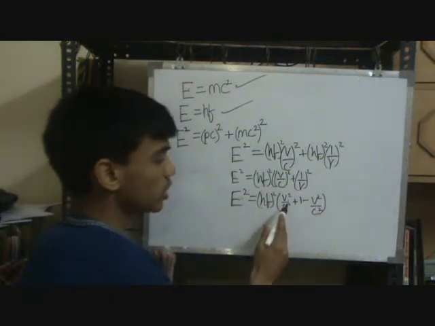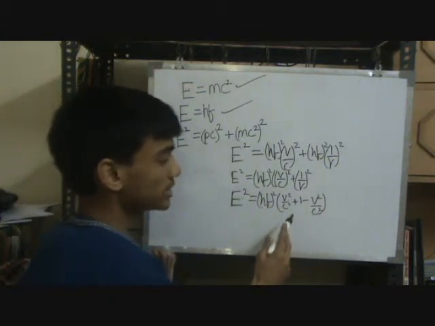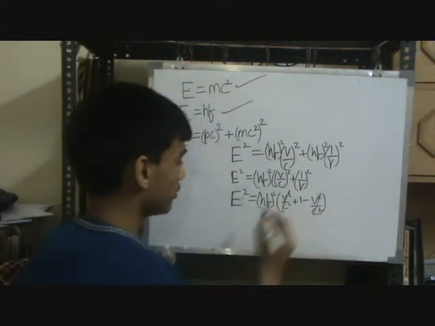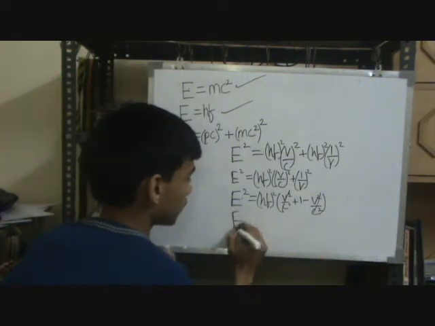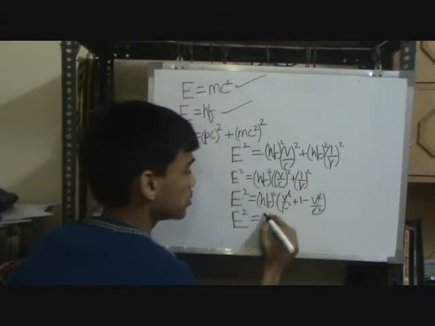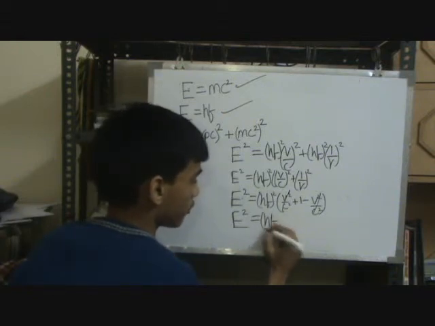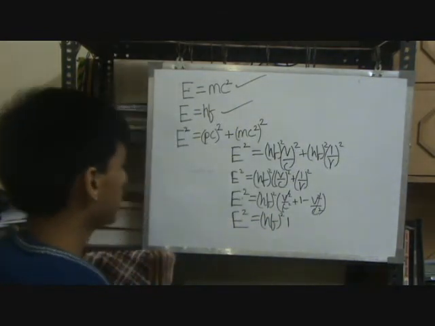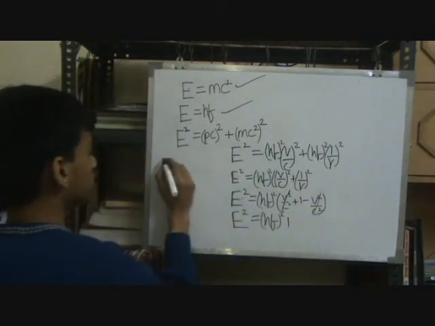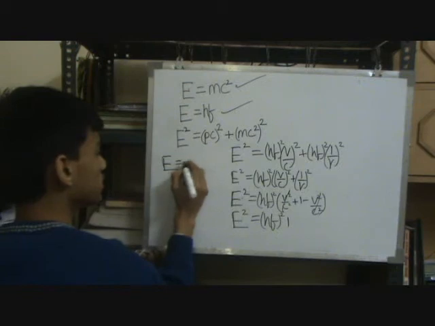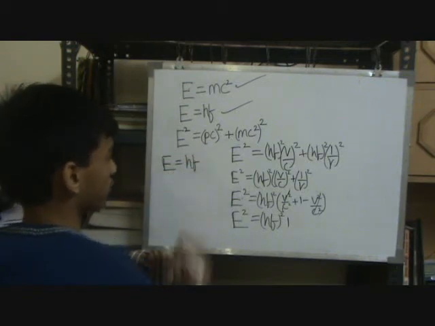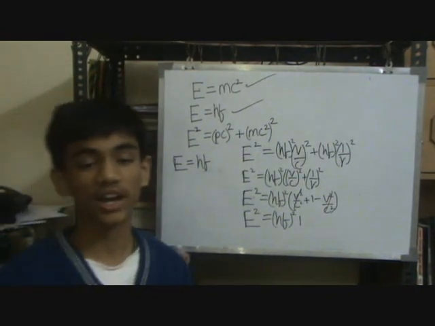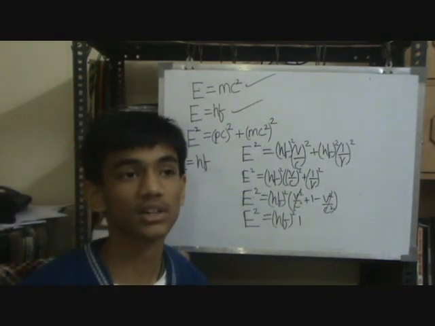Here v square by c square is common. One is negative and one is positive. Therefore, they cancel out each other. We finally get E square is equal to (hf) whole square into 1. Therefore, the final thing that we get is E is equal to hf. Hence proved. Therefore, going through my way, we are getting the right answer. Hence, I'm right.